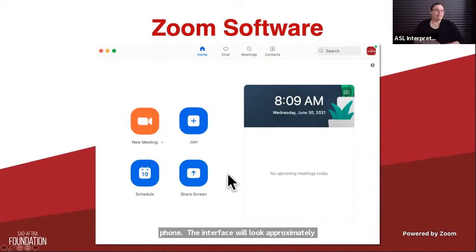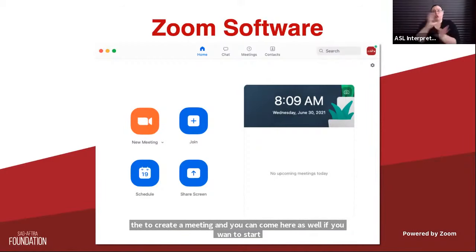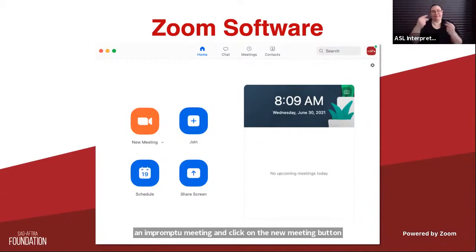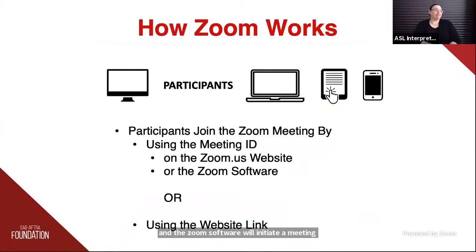So to schedule a meeting, I would come over here, click on that, and then I'll be taken through a series of steps, just like you saw on the website, to create a meeting. You can come over here as well if you want to just start an impromptu meeting. Click on that new meeting button, and the Zoom software will initiate a meeting right then and there. So that's how you can set up.